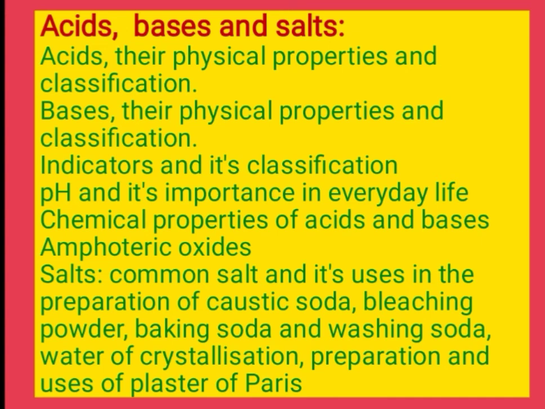Then we learnt about universal indicator, which measures the strength of an acid or a base based on pH scale, that is hydrogen ion concentration. We learnt about pH and its importance in everyday life. We learnt about chemical properties of acids and bases. We learnt about amphoteric oxides, the oxides of some of the metals like aluminium and zinc, which act as both acids and bases.